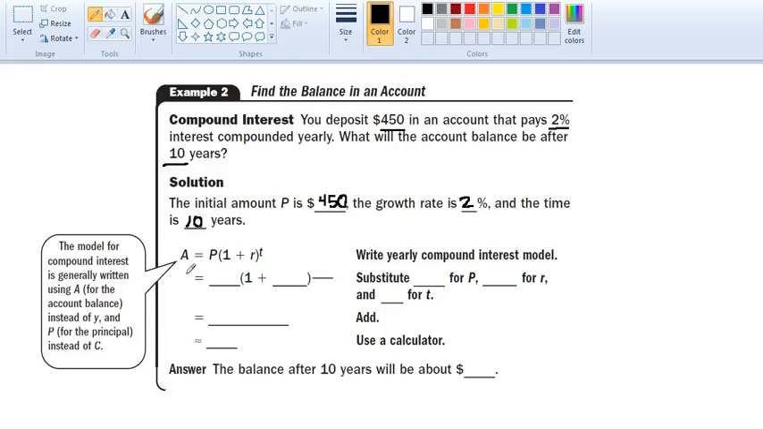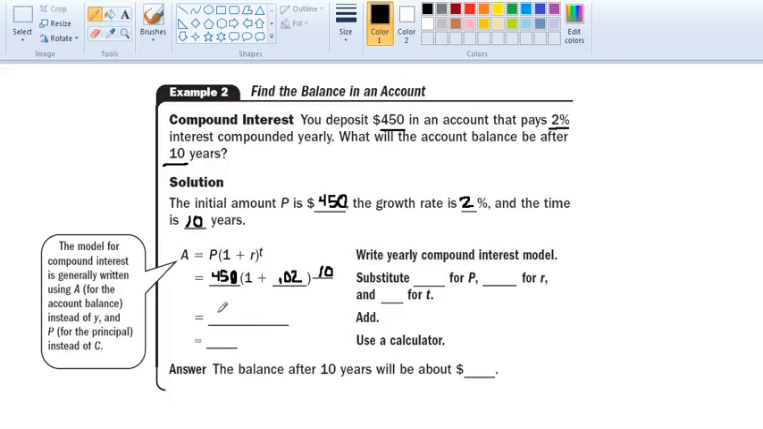Now this looks really the same as the last one, just some of the letters are different. Instead of Y, they put an A here. That's the account balance. Instead of that C, they're putting a big P here, and that's what's called in banking principal. Now we still have the 1 plus R for the growth factor, and we still have T for time. So what we write here is we're just going to substitute. For the P, we're going to put 450. For the R, we're going to put the rate we got, which was 0.02. And for the T, we know in this case that we're going to go with 10.